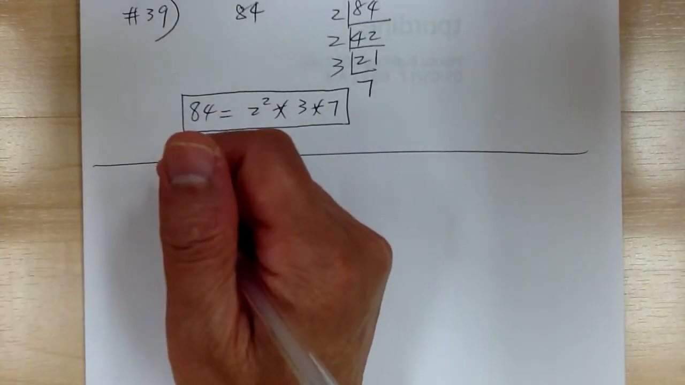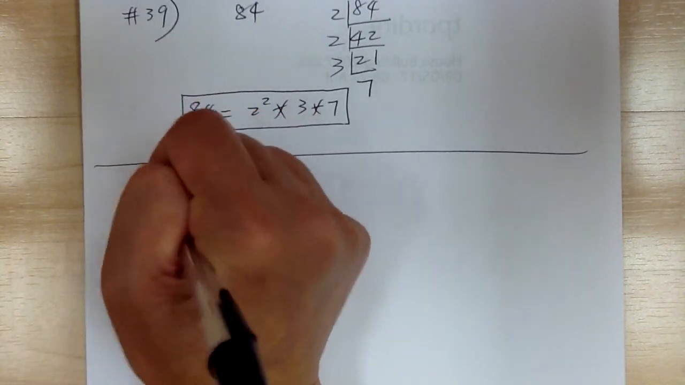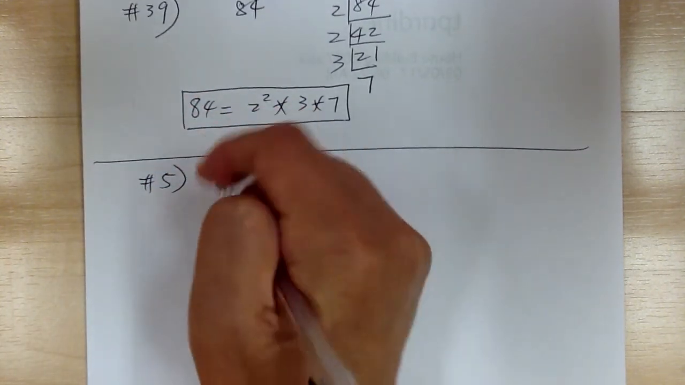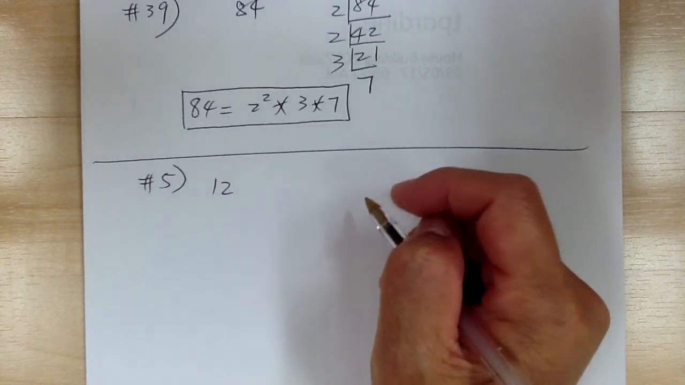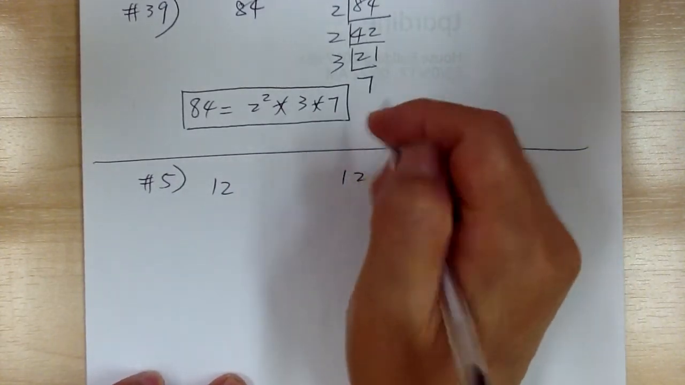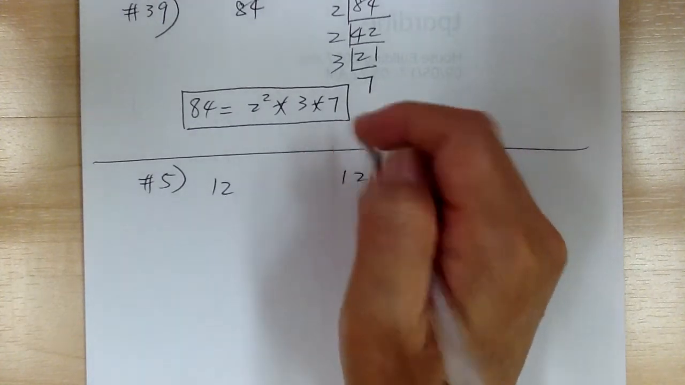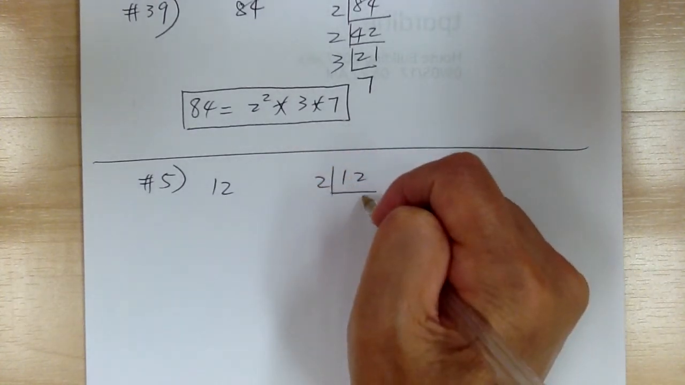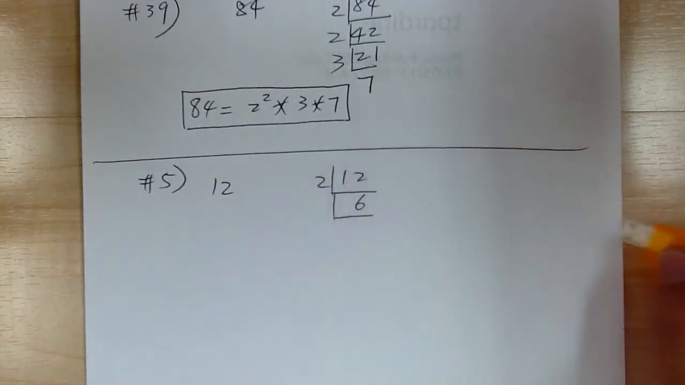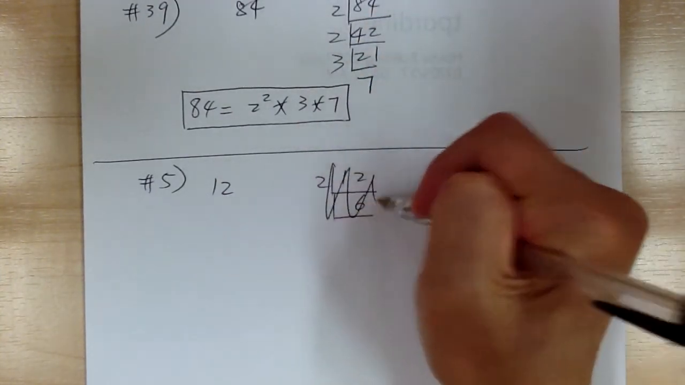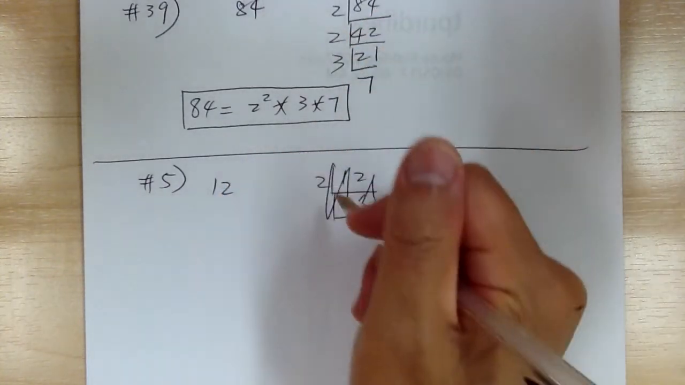Let's go back a page. Let's go to number 5. Number 5, you have 12 and you're looking for the factors. Okay, so let's do the factoring. So the factors are, you divide by 2, you get 6. Actually no, this is prime factorization. So again, don't get confused between the two. You're looking for factors, not prime factorization.